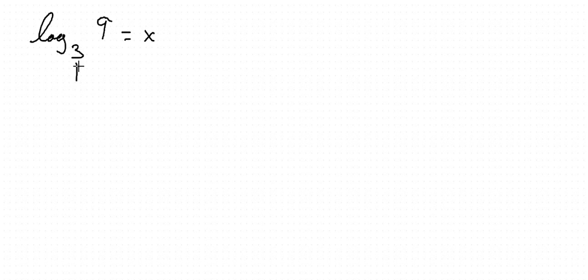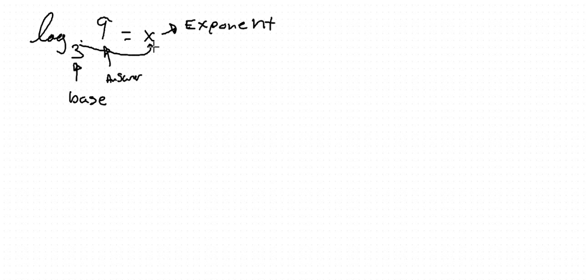So if we're looking at a log, this number is the base. That number is the answer. And then that number would be the exponent. So if I want to write this in exponent form, I take this number, I put it underneath that number, and then I keep the 9 exactly where it is. So you get 9 is equal to 3 to the x. 2. And so x would be equal to 2. So that's kind of the first rule on how you go from a log to an exponent form.